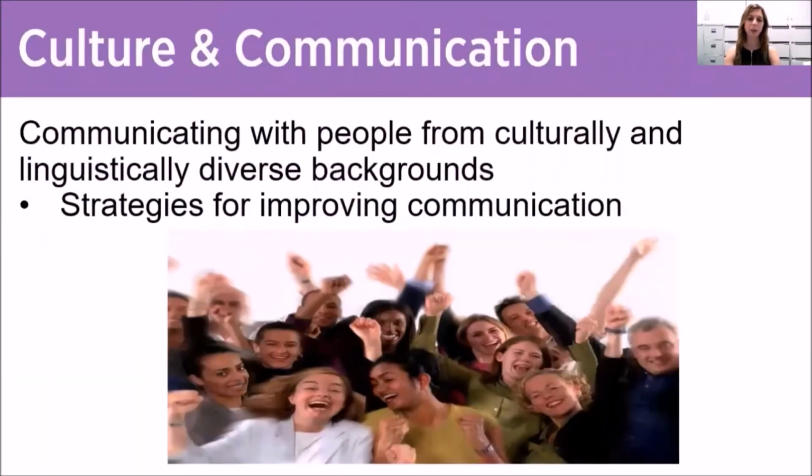Communicating with people from culturally and linguistically diverse backgrounds will be a very common occurrence, especially in Australia, where we have such a multicultural society. There are strategies for improving communication across different cultures, especially for those who may not be well versed in English.